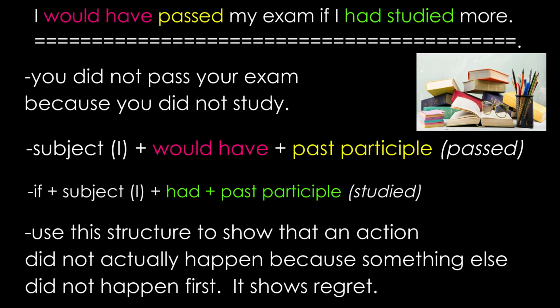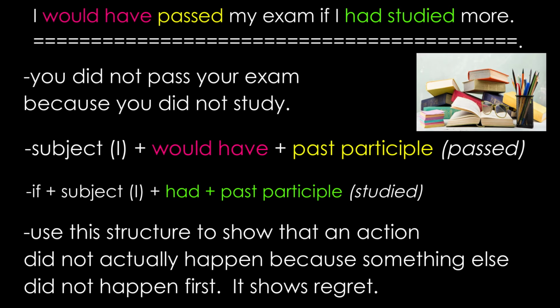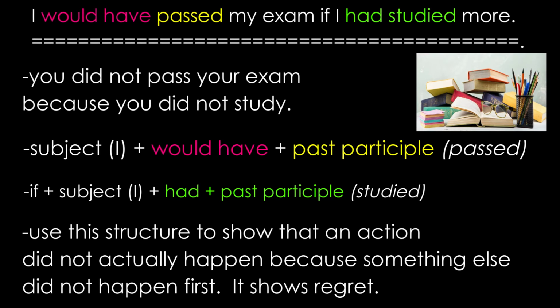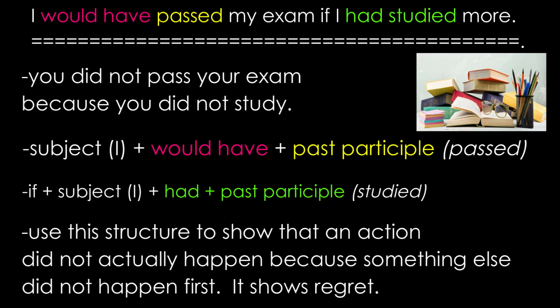This structure has two parts. The first part is the main clause, and the main clause is I would have passed my exam. The structure is subject, which is I, plus would have, plus past participle, and the past participle is passed. The second part is the if clause, and the if clause is if I had studied more. The structure is if plus subject, which is I, plus had plus past participle, and the past participle is studied.